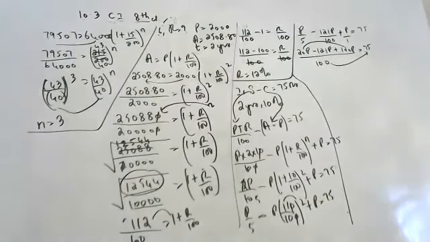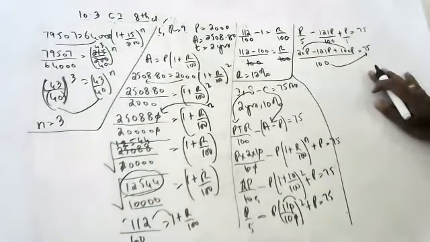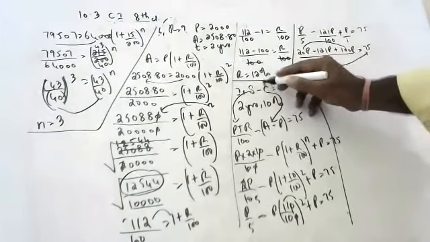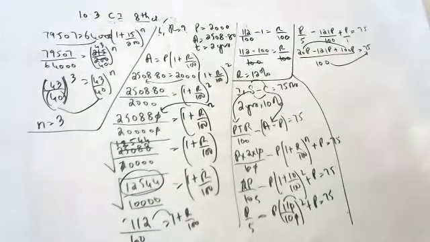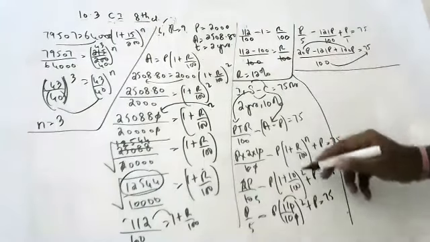Where did we go wrong? I think here we did wrong. Compound interest minus simple interest we should take, because compound interest is always bigger, no? Compound interest, how much did we get?